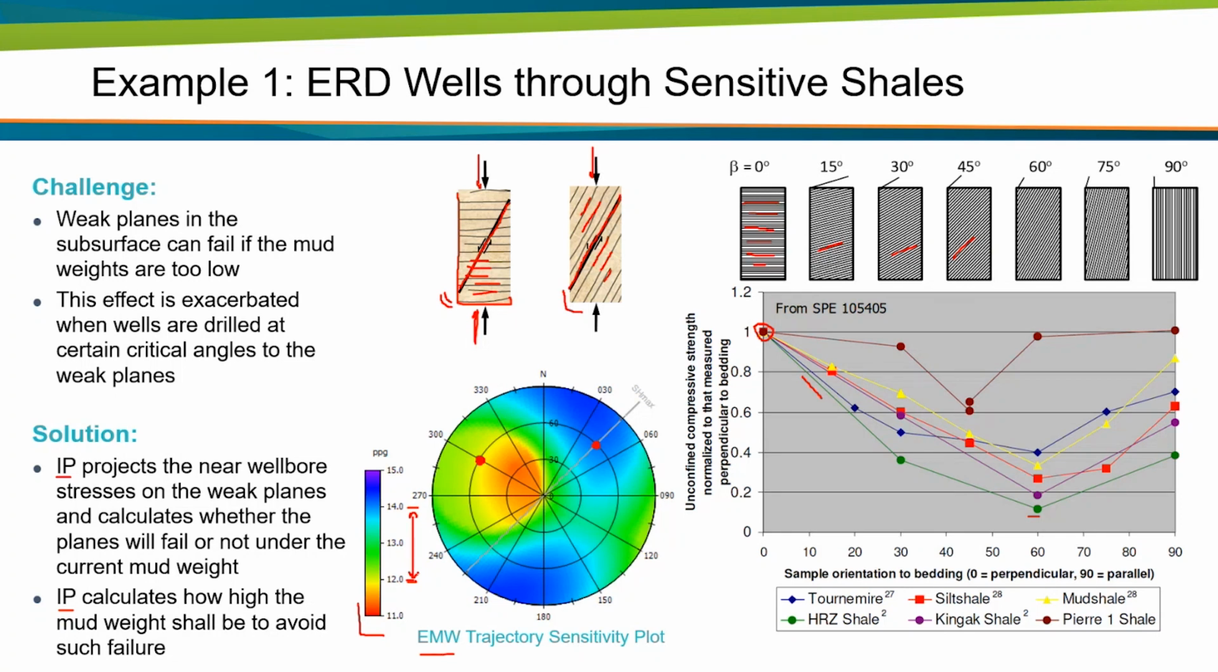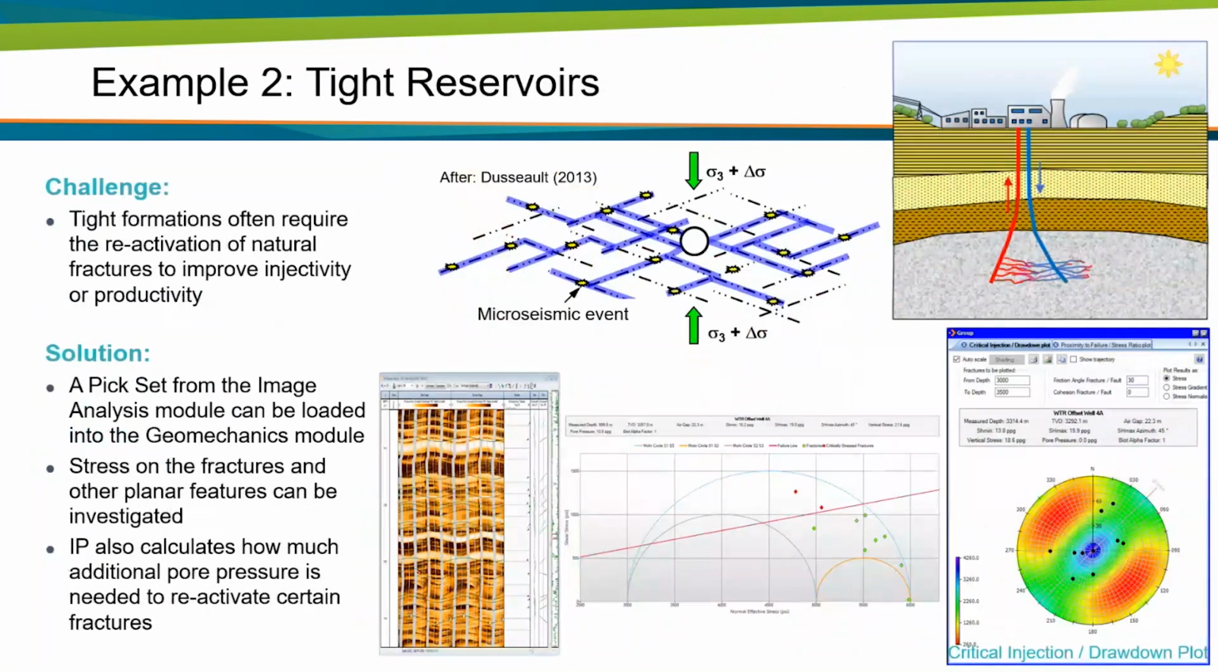All right. Now, example number 2, what we also do in geomechanics at present is if we are dealing with a tight reservoir with natural fractures, the permeability of the matrix of that tight reservoir is very low. So we want to stimulate the fractures. We want to reactivate them in order to increase the productivity or increase the injectivity of that wellbore.